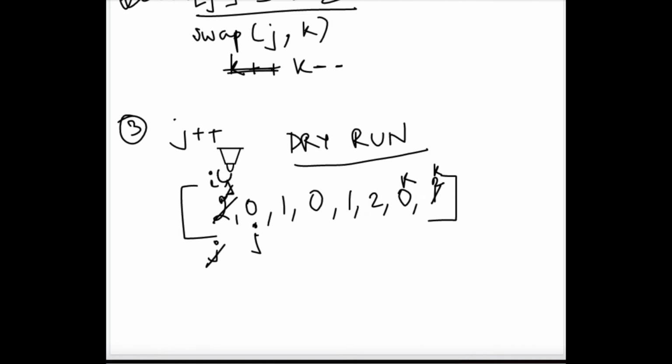So 0 comes over here and this becomes 1. J moves forward. Similarly, I also moves forward. So now I is over here, J is over here. J is at 1, so J moves forward. J is over here, I is still over here. Now J is pointing to a 0. So 0 needs to be pushed to the beginning.